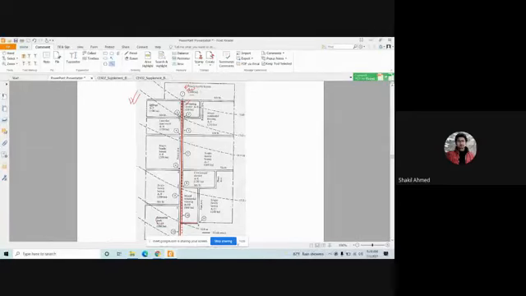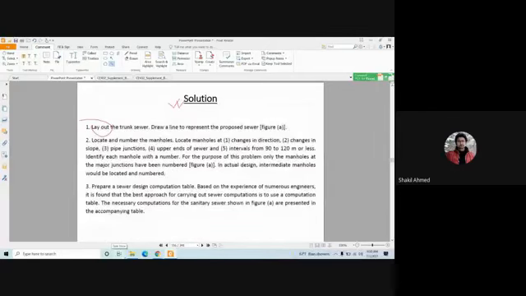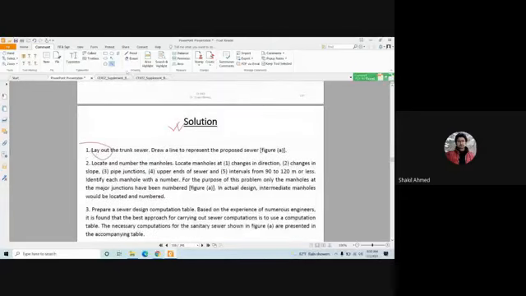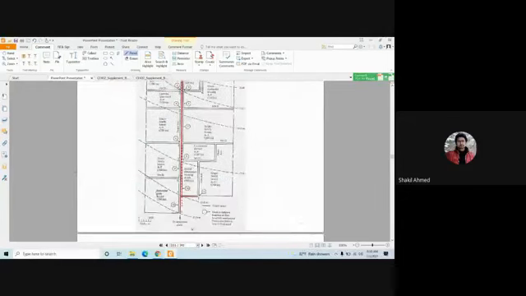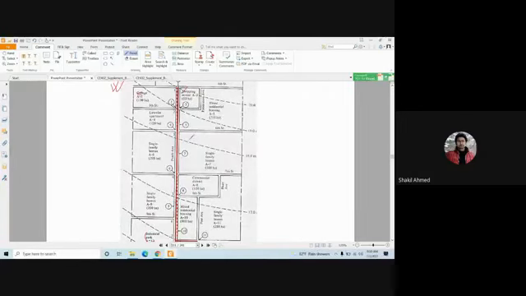What else? Number two is locate and number the manholes. I already discussed with you how to space the manholes and how to determine the location of the manholes.